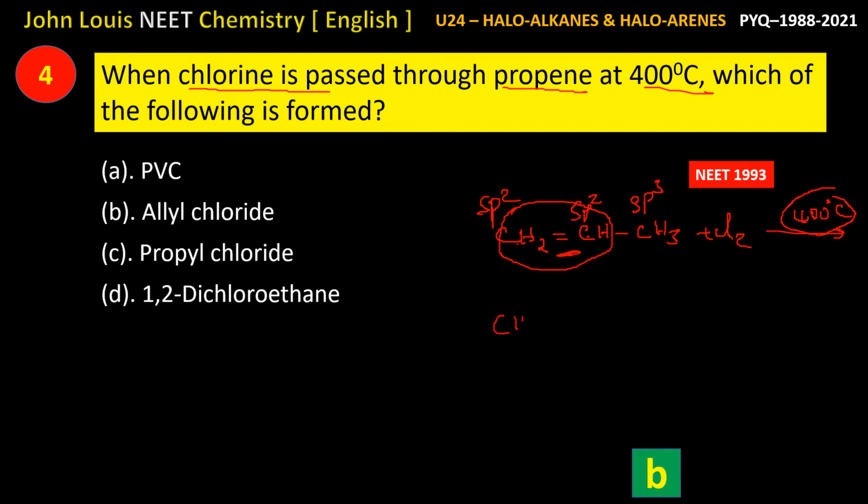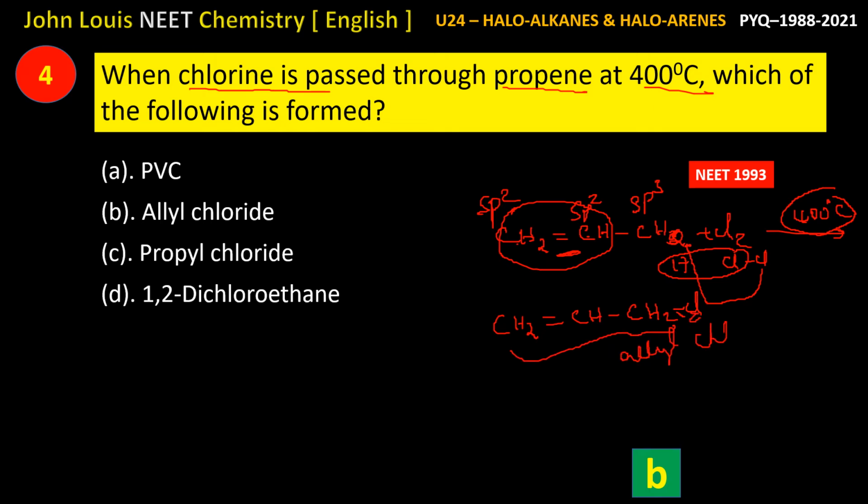Therefore, what will you get here? CH2 double bond CH. One of the three hydrogens is replaced, and this hydrogen combines with a chlorine to form HCl. The other chlorine will be bonded to this CH2. Therefore, you will get CH2 double bond CH CH2Cl. This is nothing but allyl chloride. So this is what we get. Therefore, the option is B.